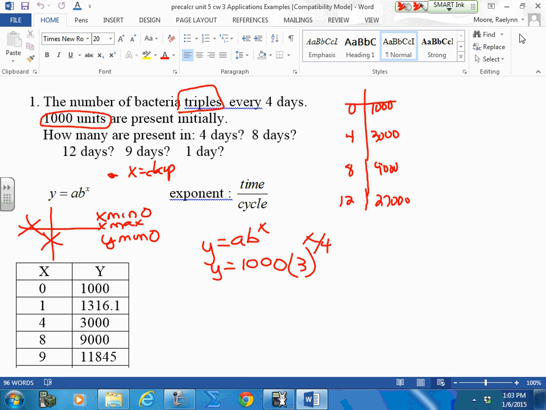I really want to look at 4 days, 8 days, 12 days. What's the maximum I want to look at? 12. So I'll make this say 15, just so I get off my graph a little bit. My Y max. My Y represents how many bacteria are going to be present. Now in 12 days, how many do I have according to my chart? 27,000. So maybe I'll just make this be 30,000. Okay? And graph it.